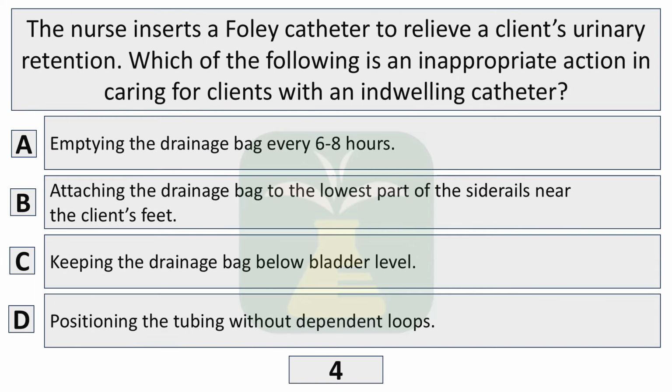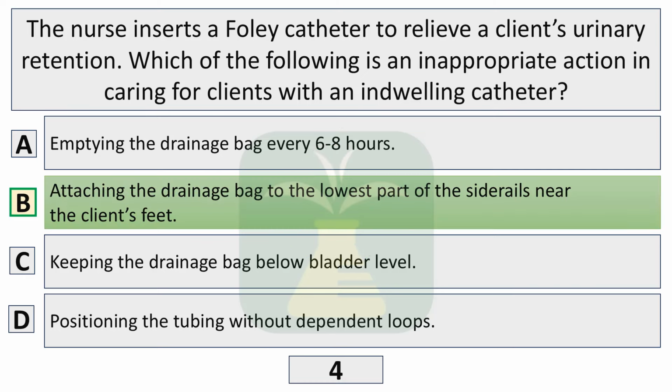The nurse inserts a Foley catheter to relieve a client's urinary retention. Which of the following is an inappropriate action in caring for clients with an indwelling catheter? A. Emptying the drainage bag every 6 to 8 hours. B. Attaching the drainage bag to the lowest part of the side rails near the client's feet. C. Keeping the drainage bag below bladder level. D. Positioning the tubing without dependent loops. Correct answer, B. Attaching the drainage bag to the lowest part of the side rails near the client's feet.